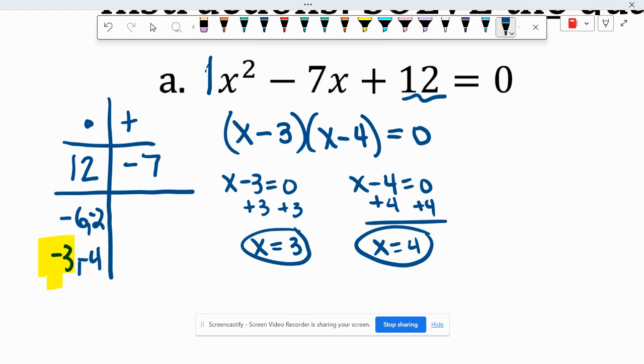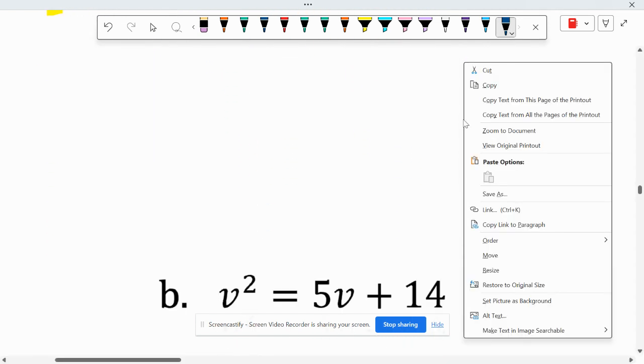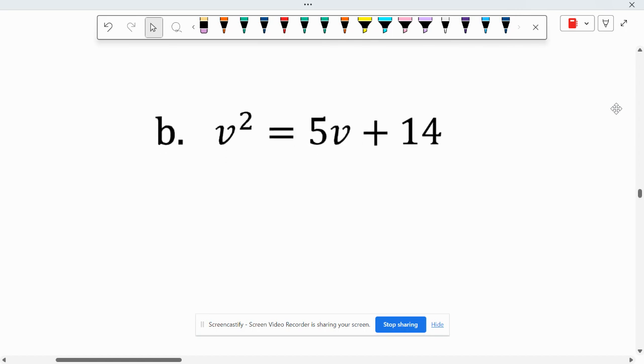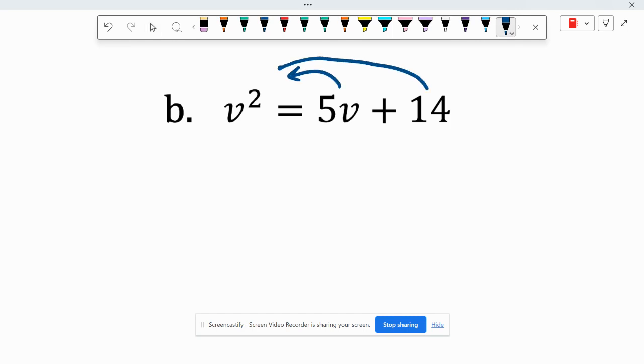Okay. Let's go to example B. Is example B set equal to 0? No. How do I do that? I have to move these two terms on the right over to the left. How am I going to do that? I'm going to subtract them, the 5v and the 14. When I do that, I get v squared minus 5v minus 14 equals 0.